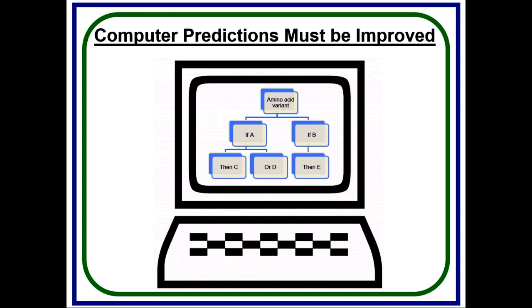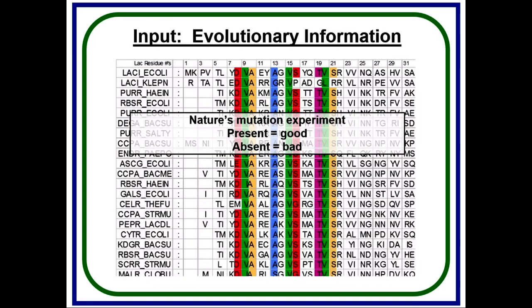We decided that, rather than attempt to devise a new algorithm, we would examine the input and the assumptions that underlie existing algorithms. And in doing so, we realized that they all have a set of commonalities. First, as input, they all use evolutionary information in the form of a protein sequence alignment, and this is treated as nature's mutation experiment. If an amino acid is present in a column, it's considered to be good, and if it's absent in a column, it's considered to have been bad for the protein and eliminated by evolutionary processes.